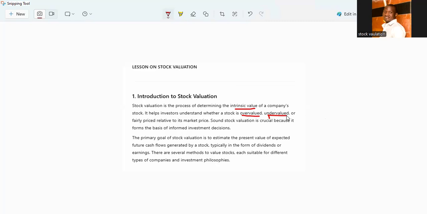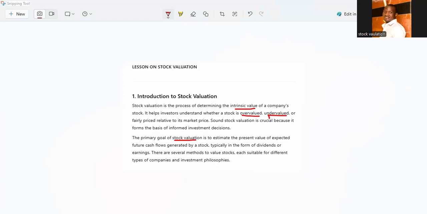The primary goal of conducting stock valuation is to estimate the present value of the expected cash flows generated by the stock, using a certain formula, from dividends or earnings. There are several valuation methods that we're going to look at. Each one is suitable for a particular company depending on the philosophies embedded there. All right, so what is the importance of stock valuation?